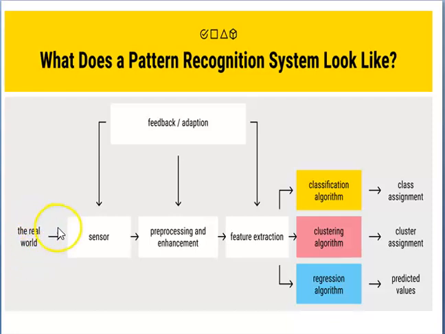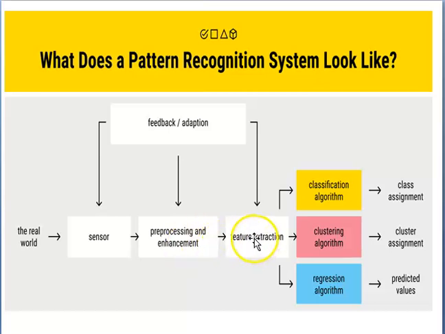So we have the real world and we have the sensors which collect the data from the real world environment. Then we pre-process and enhance this data. Pre-processing and enhancing is basically removing the missing values, taking care of the extreme values that are there in the data, and preparing the data for being given to a machine learning model. Scaling, encoding, all these steps are included here in pre-processing and enhancement.